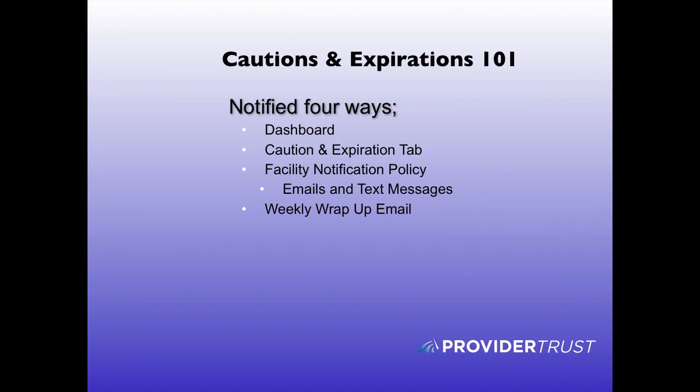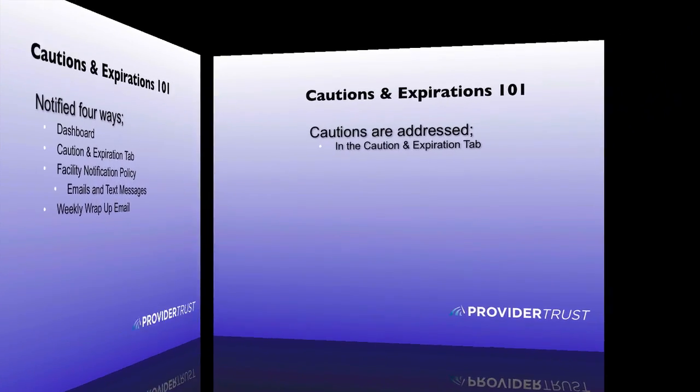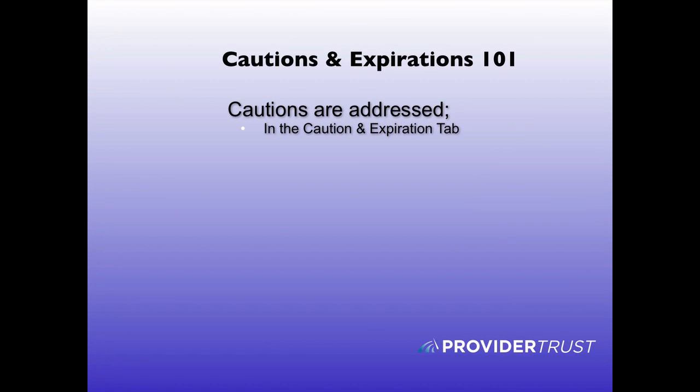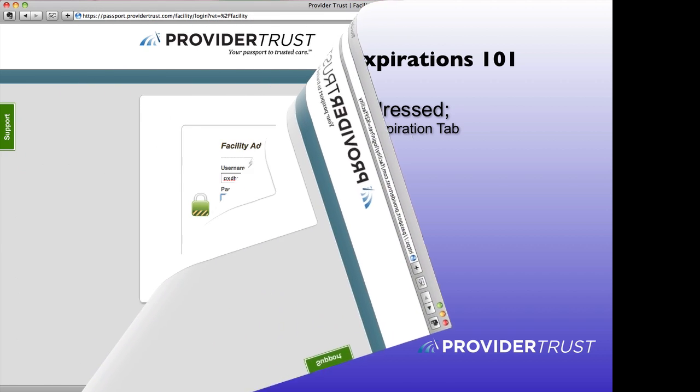Now, there are 4 ways that we notify you about these. The first is on the dashboard. The second is your Cautions and Expirations tab, which we will review today. Also, our facility notification policy and our weekly wrap-up emails. Now, where do we address these? We address them in the Cautions and Expiration tab.